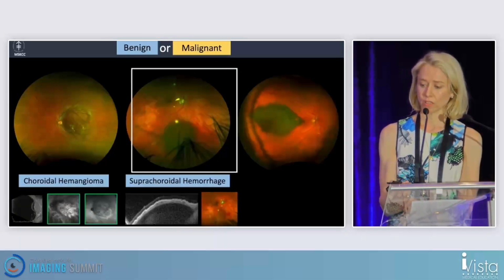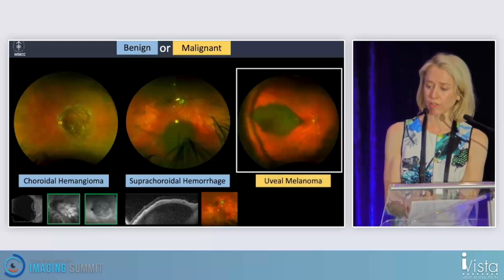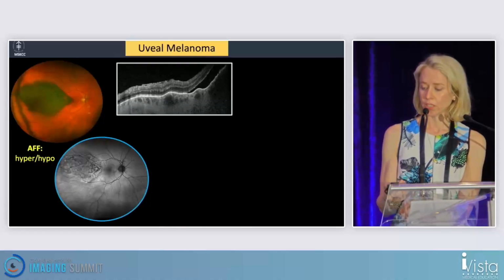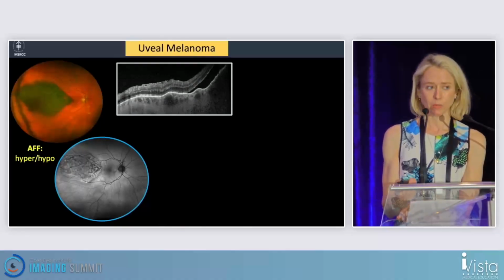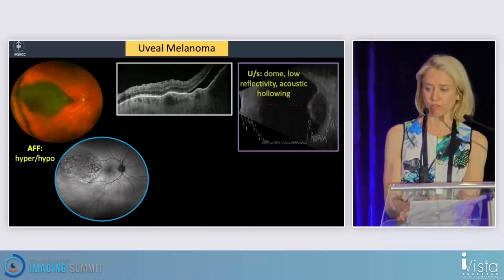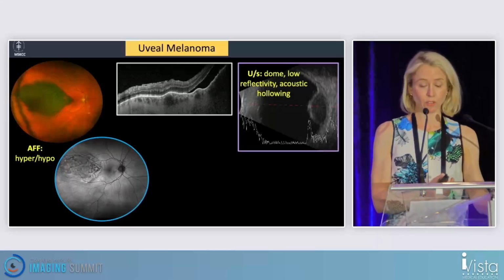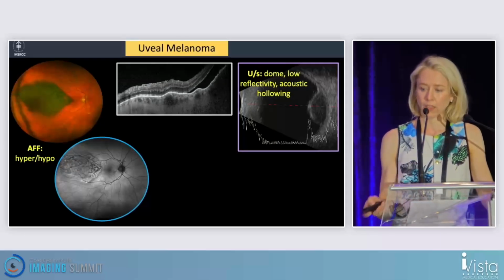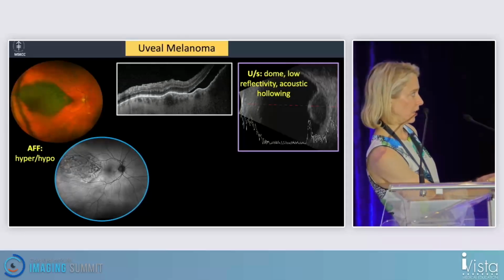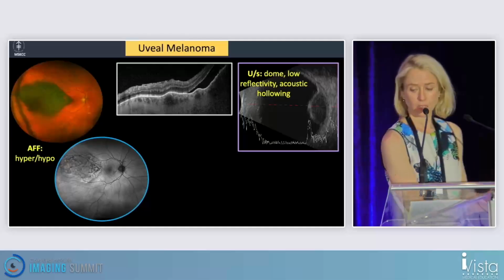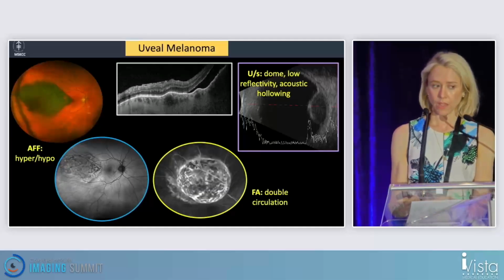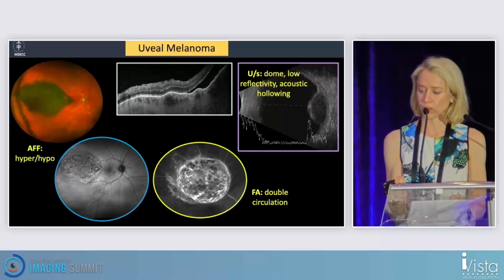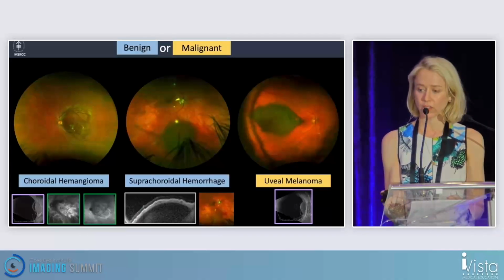Now moving on to this last one here, this is a uveal melanoma. It's pretty classic for that. On the OCT, there's subretinal fluid. There's a mixed pattern on the autofluorescence with subretinal fluid. On the ultrasound, it's dome-shaped. It's got low reflectivity and acoustic hollowing. And if you choose to do an FA, which we don't usually do with a melanoma, but it's good for talks, then it will show you a double circulation sign.